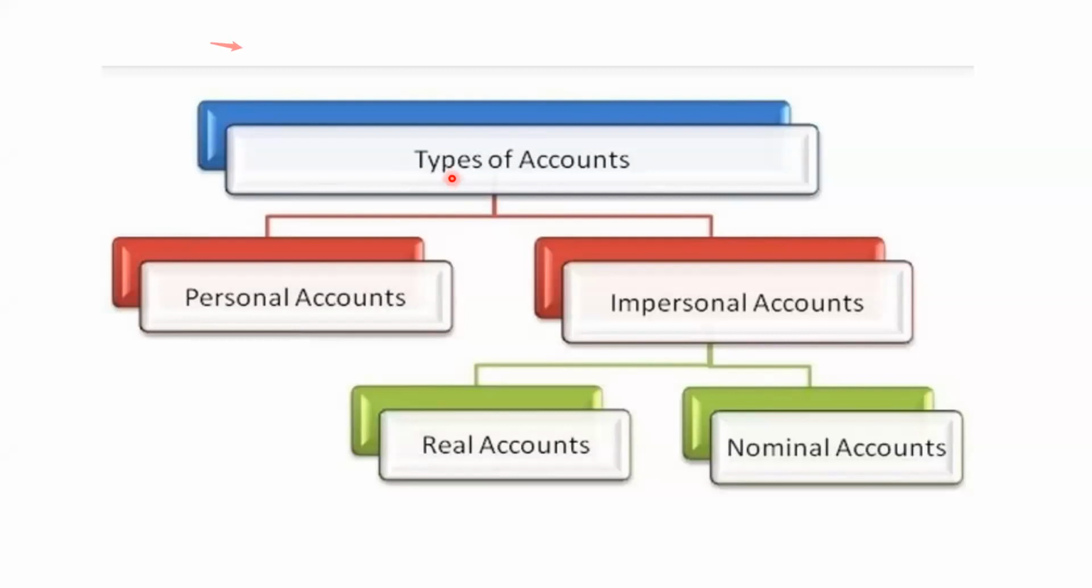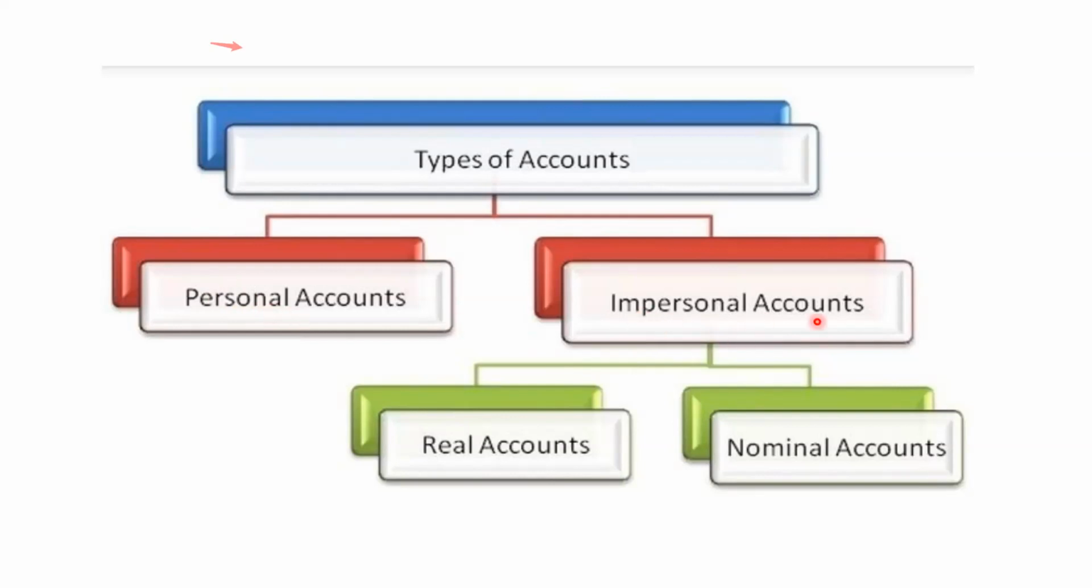So now let us see the types of accounts. There are two types of accounts. One is personal accounts, the second one is impersonal accounts. Personal and impersonal. Personal means the account should be in the name of a person. That is called a personal account. Remember, person. That means for a personal account, an individual or a person should have an account.